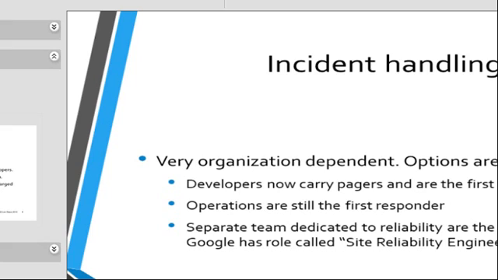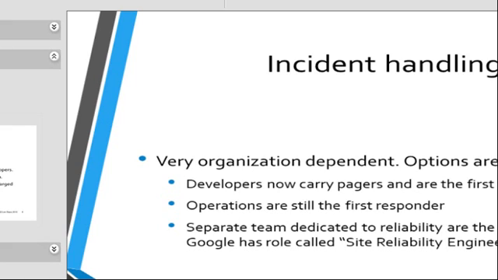So an incident can be customer complains about something, performance is unusually slow, there's a functional problem that's discovered, and how this is handled is very organizational dependent. So in some organizations, developers now carry pagers, and when something goes wrong, they are the first responders. In other organizations, the operations are still the first responder.